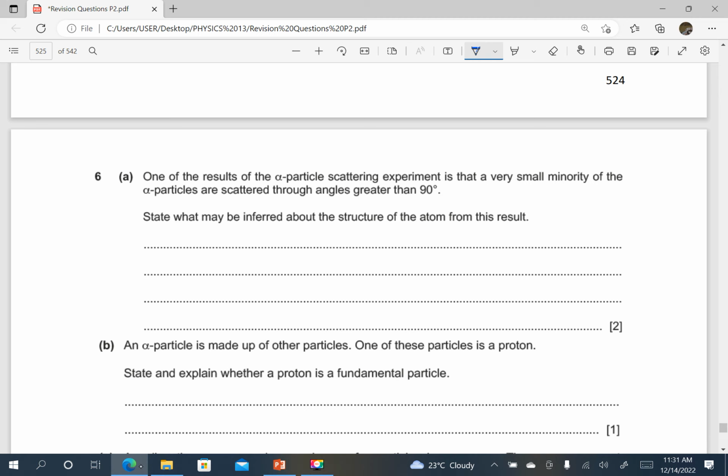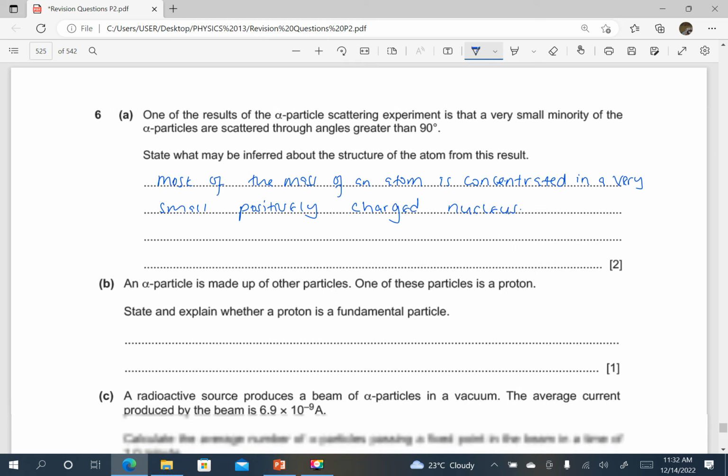So we simply say that most of the mass of an atom is concentrated in a very small positively charged nucleus. Okay, that is the conclusion.